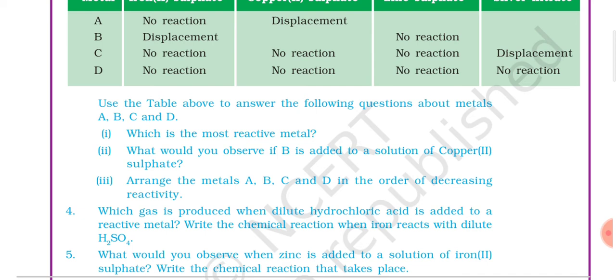And I think you must also be knowing about the color of the iron sulfate FeSO4, that it is pale green in color. So when zinc displaces iron from iron sulfate, the color of the solution will also change, from pale green to colorless. Write the chemical reaction that takes place.